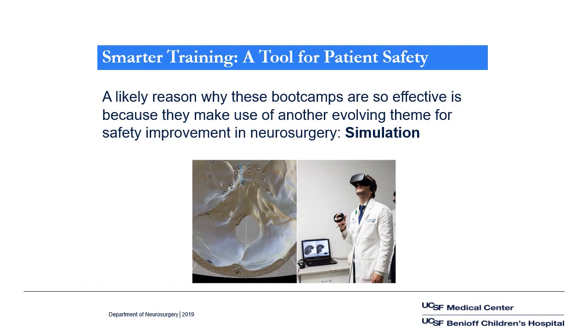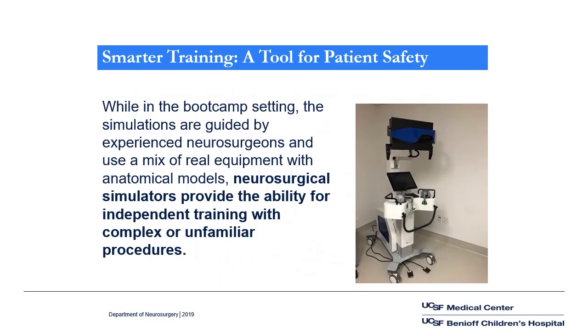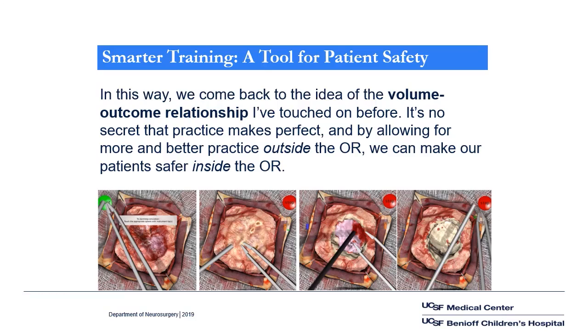A likely reason why these boot camps are so effective is because they make use of another evolving theme for safety improvement in neurosurgery: simulation. While in the bootcamp setting, the simulations are guided by experienced neurosurgeons and use a mix of real equipment with anatomical models. Neurosurgical simulators provide the ability for independent training with complex or unfamiliar procedures. In this way, we've come back to the idea of the volume-outcome relationship I've touched on before. It's no secret that practice makes perfect, and by allowing for more and better practice outside the OR, we can make our patients safer inside the OR.